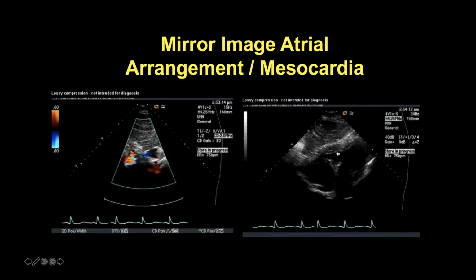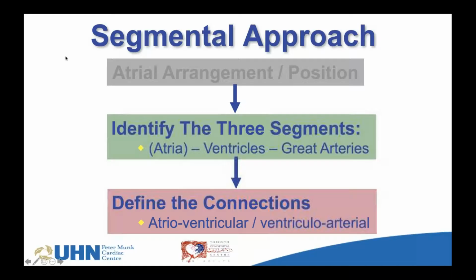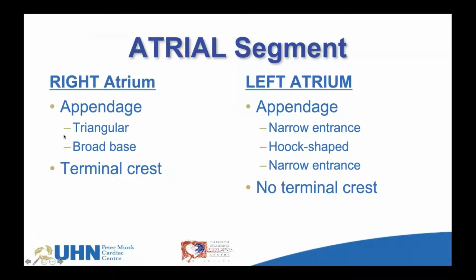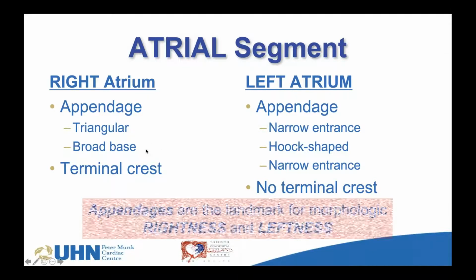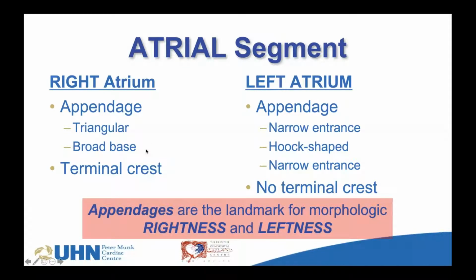And what you see here is a kind of four-chamber view from the subcostal window. So this is mesocardia, situs inversus with mesocardia. So how do you now identify the atria, the ventricles and the great arteries? Let's go to the atria first. The atria have a specific intrinsic morphology, and the appendages are the landmark for morphologic rightness and leftness.